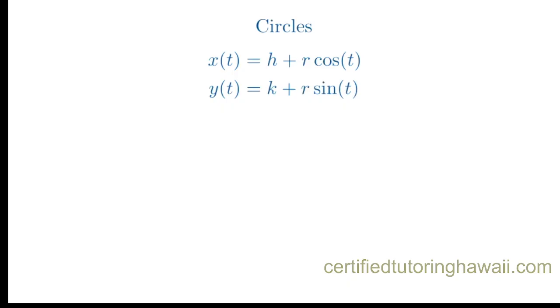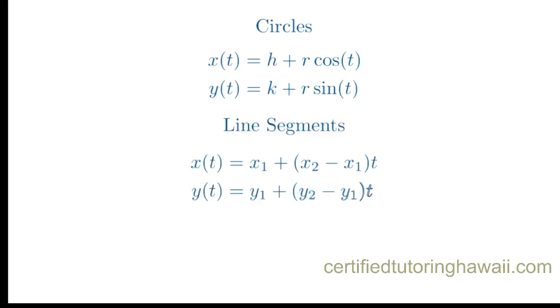Next, we parameterized line segments from a point P1, (x1, y1), to P2, (x2, y2). The formula we used is x(t) equals x1 plus (x2 minus x1) times t, and y(t) equals y1 plus (y2 minus y1) times t, with the parameter t restricted to the interval from 0 to 1. This gives us a powerful tool to describe motion and geometric shapes that is more flexible than traditional Cartesian equations. You are now able to construct these parametric descriptions for both circular and linear paths.